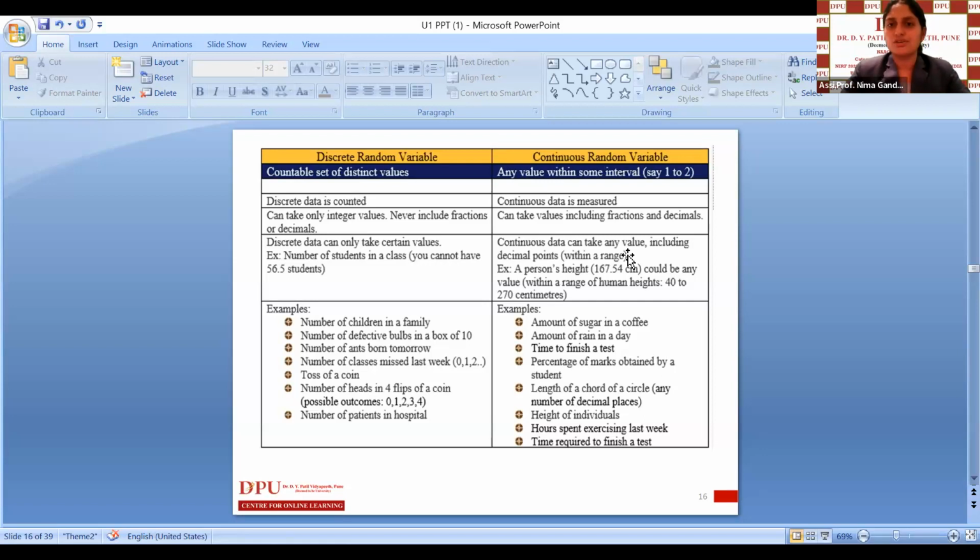Amount of sugar in a coffee, amount of rain in a day, time to finish a test, percentage of marks obtained by a student, length of a chord of a circle, height of an individual, hours spent exercising last week, time required to finish a test. All these things you measure. So all these are examples of continuous random variable.